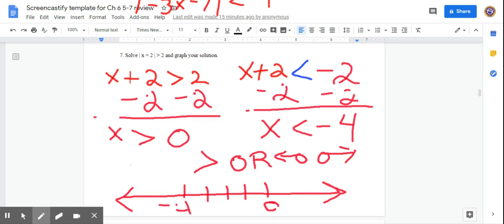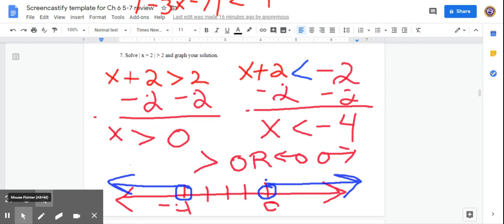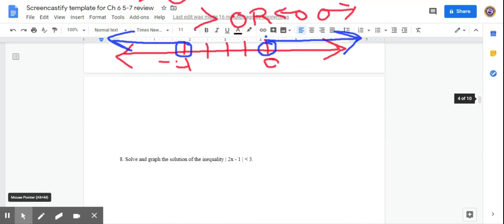So x is greater than 0. Open circle on 0 because it's a greater than sign, and shade to the right. X is less than -4. Open circle on -4 because there's no equal sign, and shade to the left. Make sure you graph what you've written and then check to make sure it looks like an or statement or an and statement. So that one is good. Hopefully everybody's getting these all right.